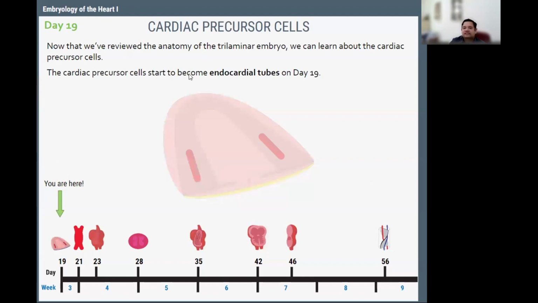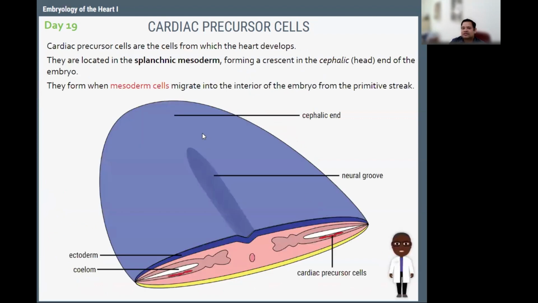So this is cardiac cell starts to develop to become endocardial tube on day 19. So day 19 you have to remember, and on day 19 it is the endocardial tube which is going to develop. So what is precursor cells? Actually, these are the cells from which the heart is going to develop. They are located in splanchnic mesoderm, forming a crescent in cephalic head end of the embryo. They form when mesoderm migrates into interior of the embryo from the primitive streak.